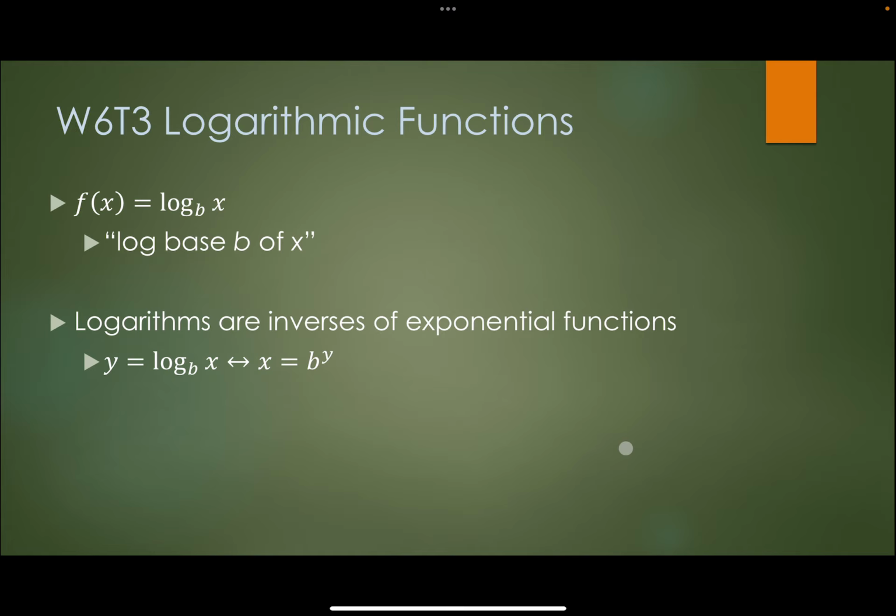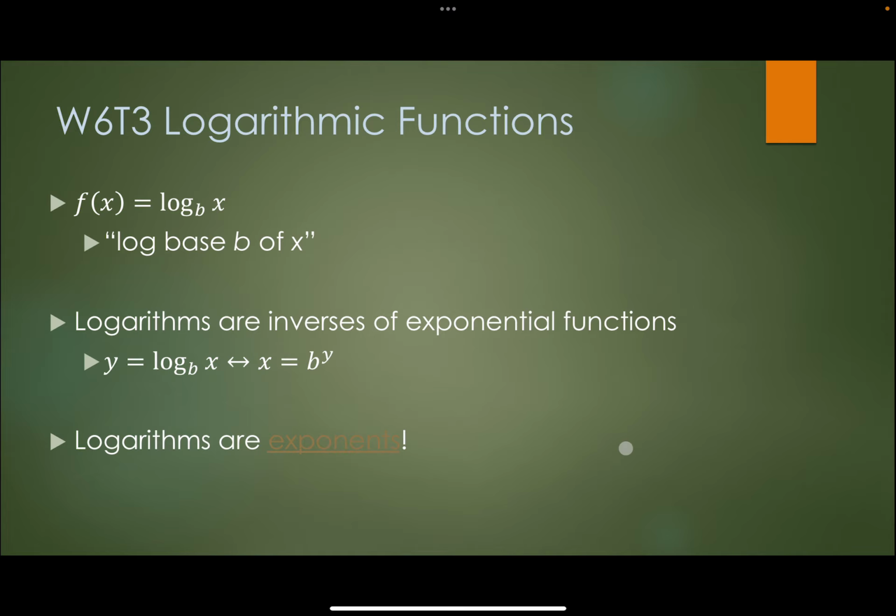I want you to notice that the base b here also occurs there in the exponential function. The y here is the y there in the exponential function, and the x here is the x in the exponential function. Those all go together. When we talk about base b of a log and base b of an exponential, they're the same number. What that really means is that logarithms are exponents. That's really what they are.